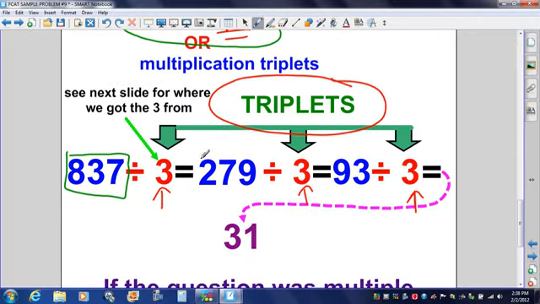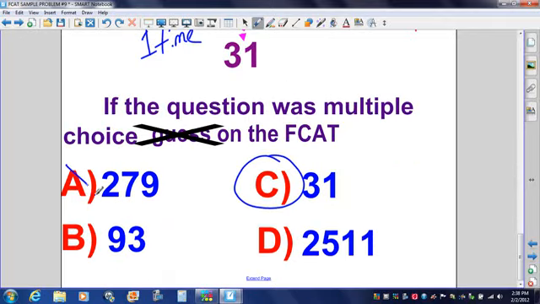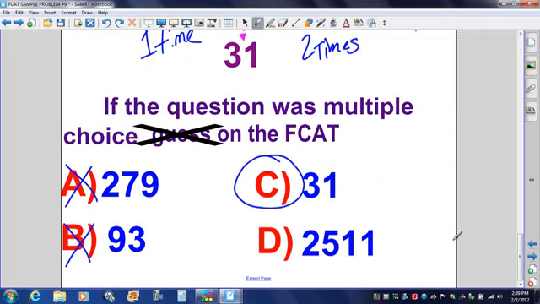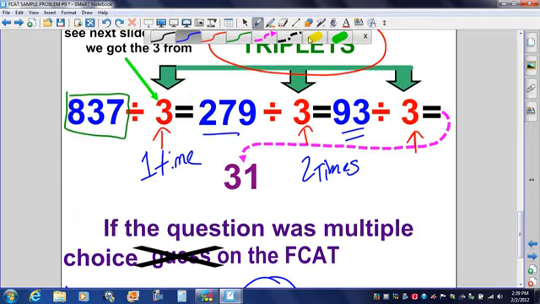Notice the distractors. If you stopped after dividing just 1 time, you would have said the answer was 279 and been tricked. If you had stopped after dividing 2 times, you also would have been tricked if you had picked 93. And this one, nice, you should have said it earlier though, that's a nonsense answer because it's so much larger than the other ones. Or if you had done the problem 837 times 3, you would have gotten D. So the correct answer is 31.